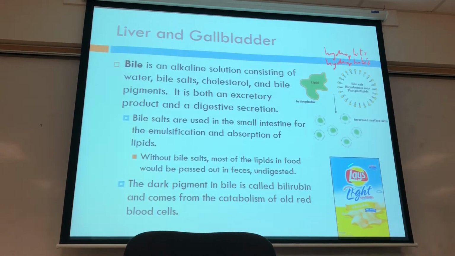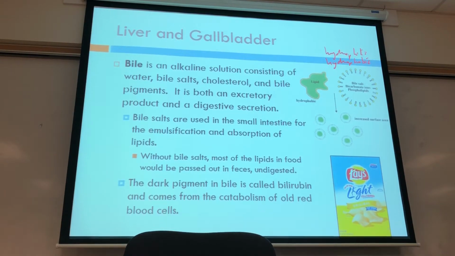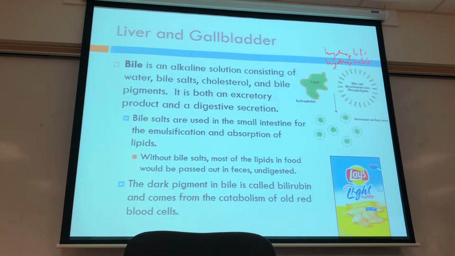The reason you're seeing this image in the bottom right, has anybody ever seen this before? Lay's Light? Still out on the shelves, you don't see too much of it, but this was something that was heavy around the 90s and early 2000s.